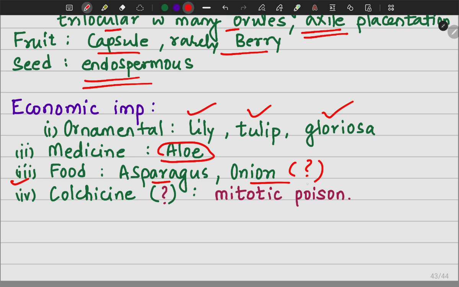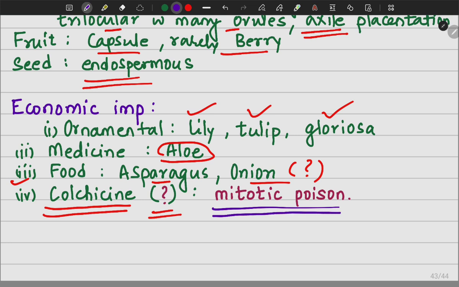What's the scientific name for onion? Please write down in the comments below. And there's one plant called colchicum. Please write down the scientific name for colchicum in the comments below. Now this colchicine is called mitotic poison. Why is it called mitotic poison? Because it inhibits mitosis. If you have ever learnt about the cell division, right?